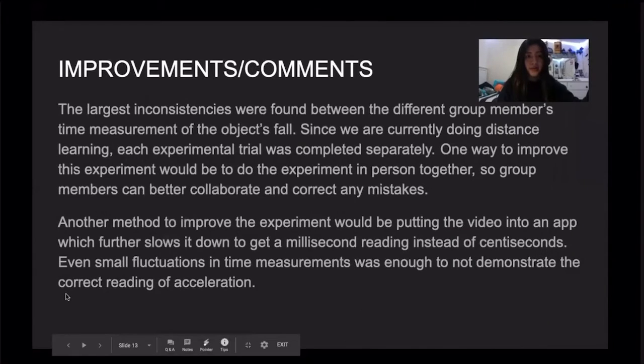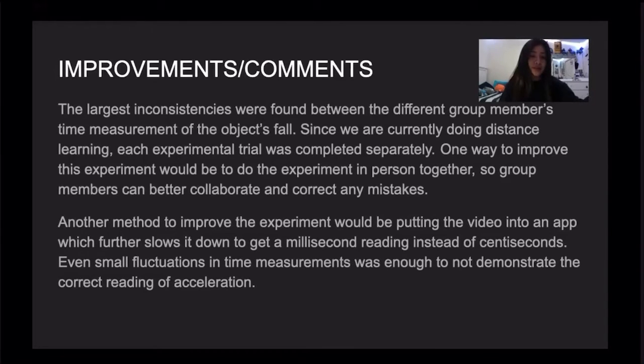All right, so our improvements and comments. The largest inconsistencies were found between the different group members' time measurements of the object's fall. Since we are currently doing distance learning, each experimental trial was completed separately. One way to improve this experiment would be to do the experiment in person together so our group members can better collaborate and we can correct any mistakes we have.